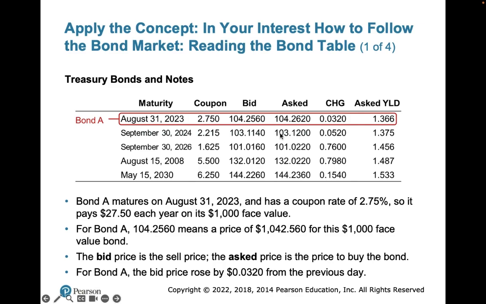Now, the bid price is the sell price, which is this one. The ask price is the price to buy the bond, which is this. For bond A, the bid price rose by 0.0320 from the previous day. If you look at the difference between this and this, you get this one.